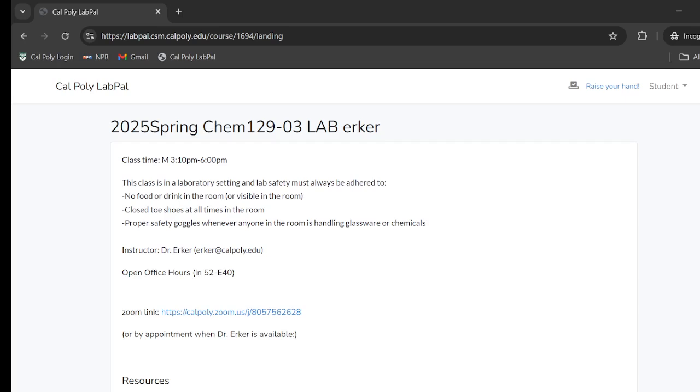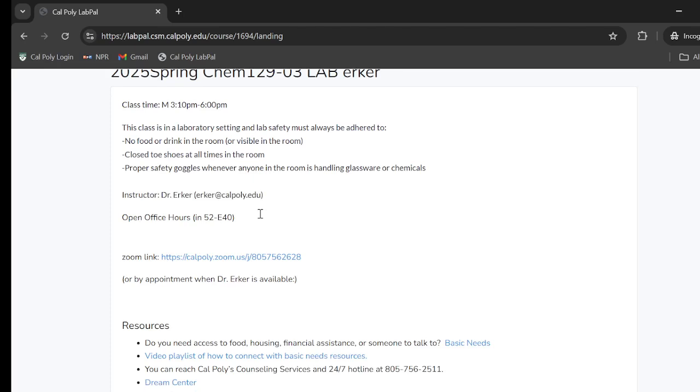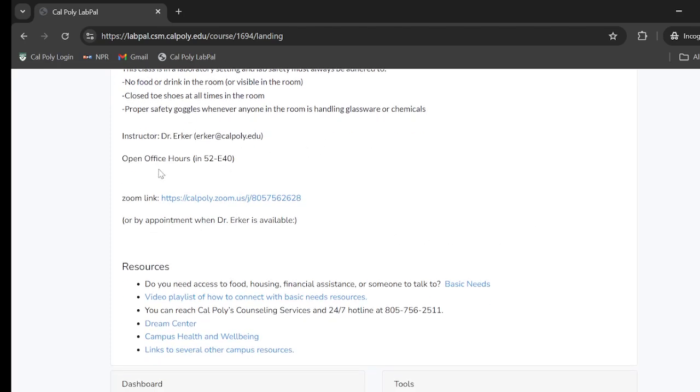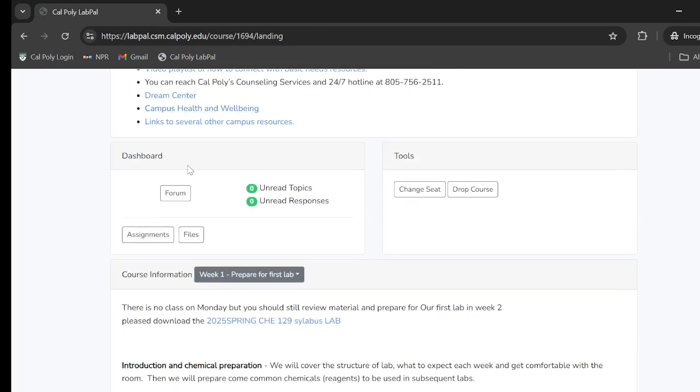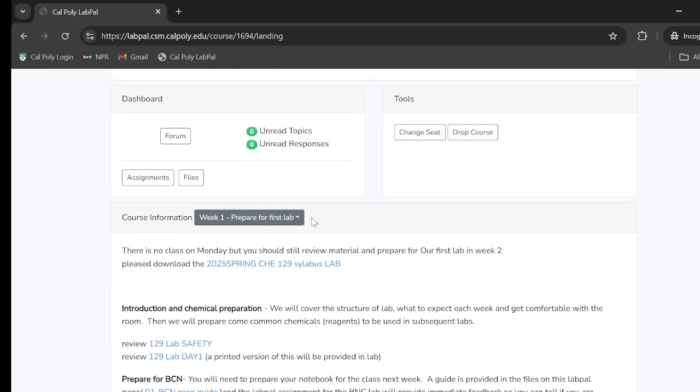So here's our LabPal page. This is actually the one for this quarter as well. We've got a couple important safety notes at the top. We've got our class time. We've got my Zoom link if you want to meet by Zoom. Otherwise, you can just come to office hours. The important part here is, so we're on our week 1 information.